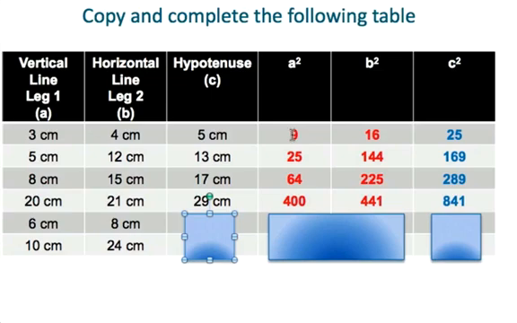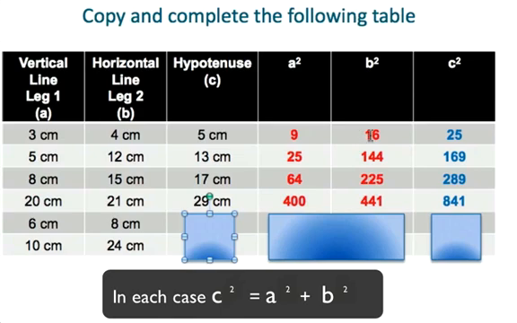Now, let's start taking a look at these numbers. We should start to see a pattern between the blue numbers for the hypotenuse squared and the sum of a squared and b squared. And what you should start to notice is that 9 plus 16 is 25, 25 plus 144 is 169, 64 plus 225 is 289, 400 plus 441 is 841.